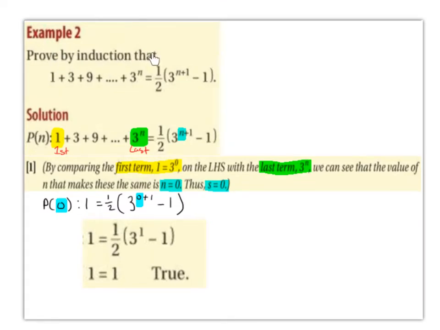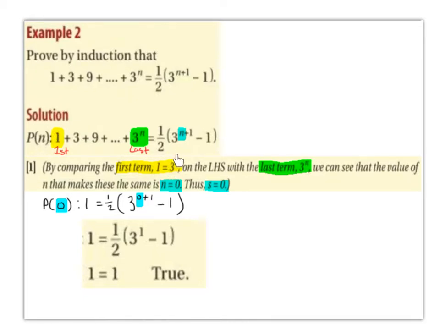Prove by induction that 1 plus 3 plus 9 plus ... plus 3 to the power of n is equal to a half times 3 to the power of n plus 1 minus 1. So p of n is 1 plus 3 plus 9 plus ... plus 3 to the power of n equals a half times 3 to the power of n plus 1 minus 1. So step 1.